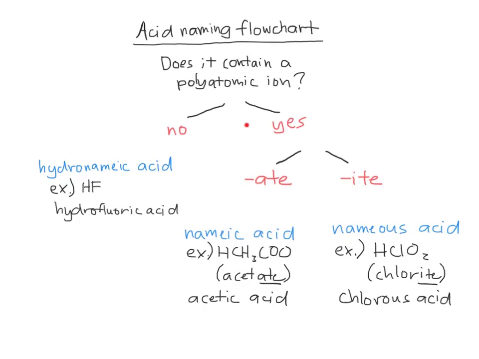If it does contain a polyatomic ion that ends in ate, we name it name-ic acid. For example, the acid HCH3COO that contains the acetate polyatomic ion is called acetic acid. If the polyatomic ion ends in ite, we name it name-ous acid. For example, HClO2, which contains the chlorite polyatomic ion, is called chlorous acid.